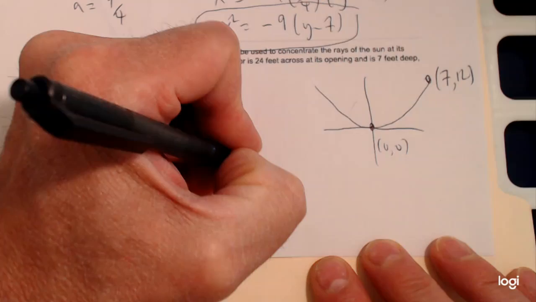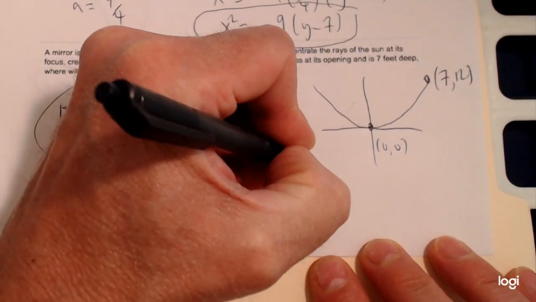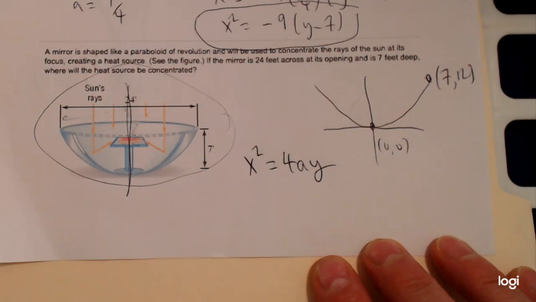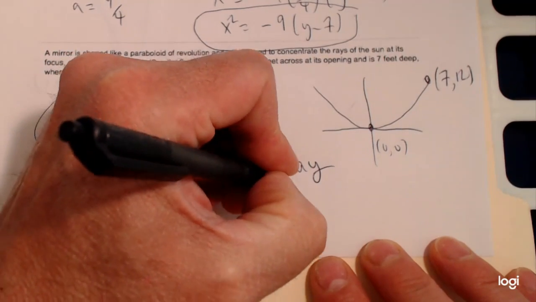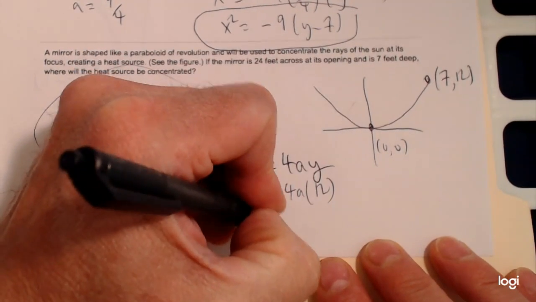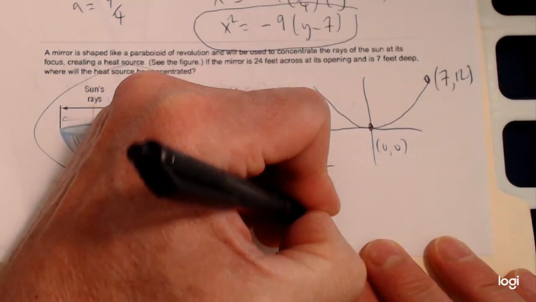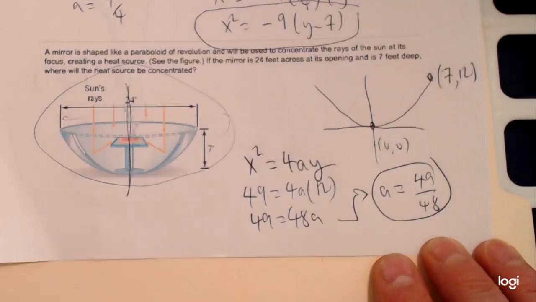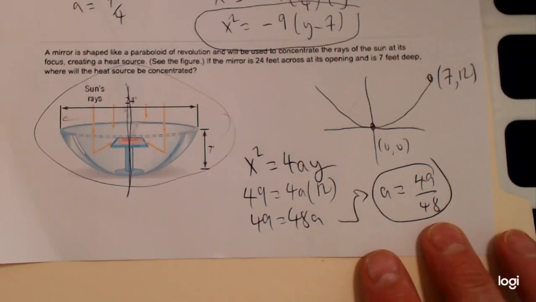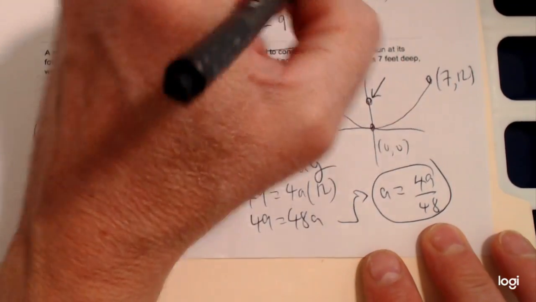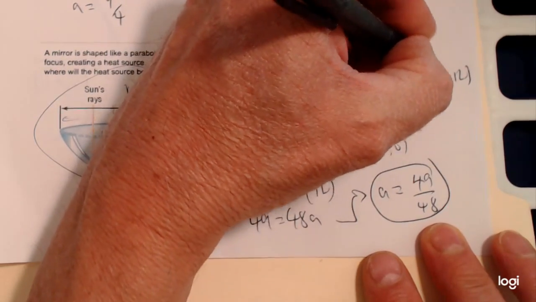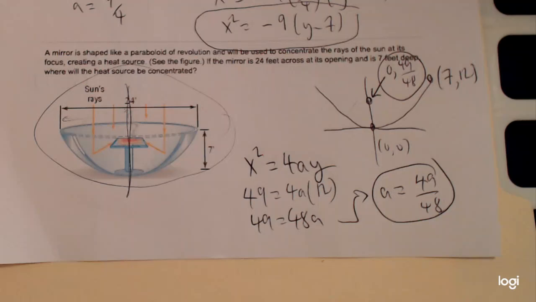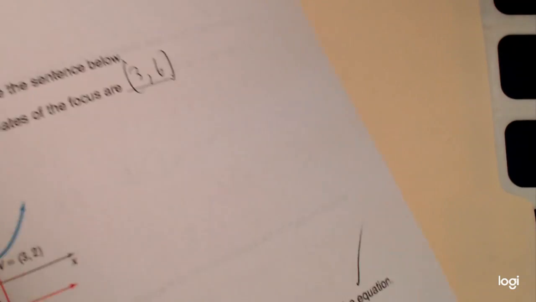We know that it opens upward, so it's going to be x squared equals 4ay. Now we just plug in 7, so that's 49 equals 4a times 12. So 49 equals 48a, which means that a equals 49 divided by 48. So we need to place the hot dog right here at 0, 49 over 48. And we're done. Pretty easy, right? Good. All right, so you've got everything.